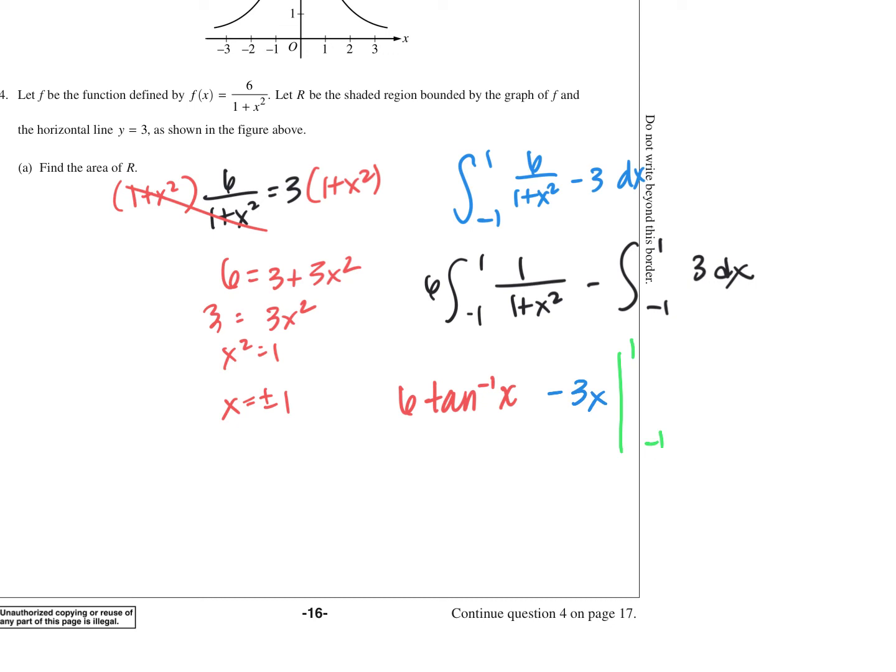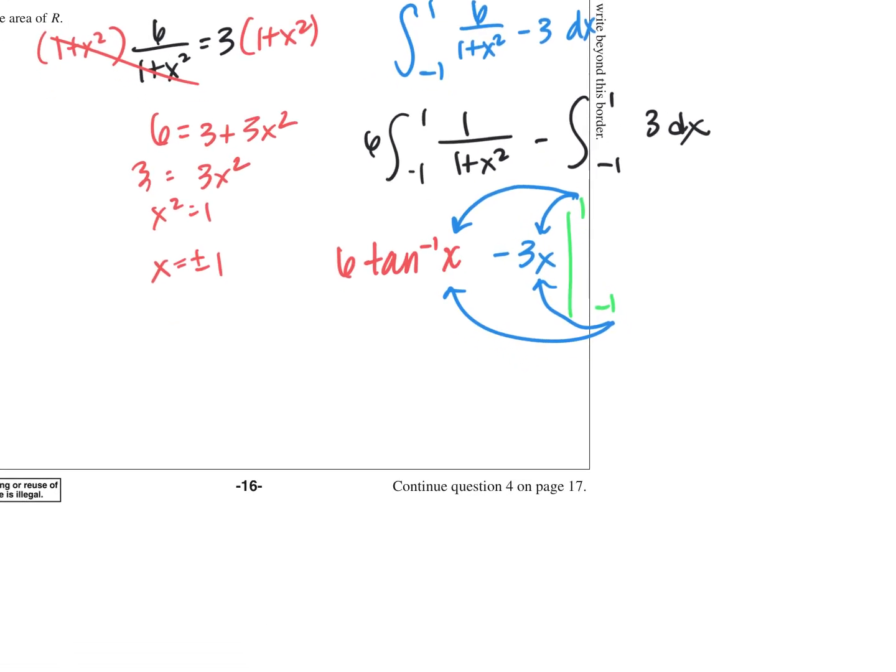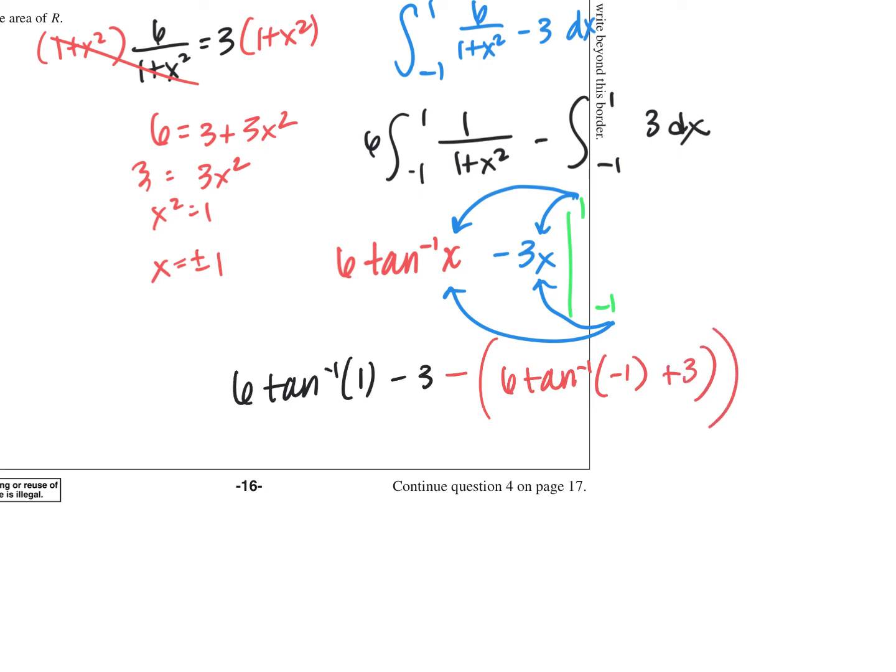Now, you guys, they'll be fine with inverse tan because there's no variable. You can plug in those bounds, and you do not have to solve it. We will just remind you how to find those inverse tans, but inverse tan of 1 minus 3, that's upper, minus my lower, 6 inverse tan of negative 1 plus 3. I would end right there.